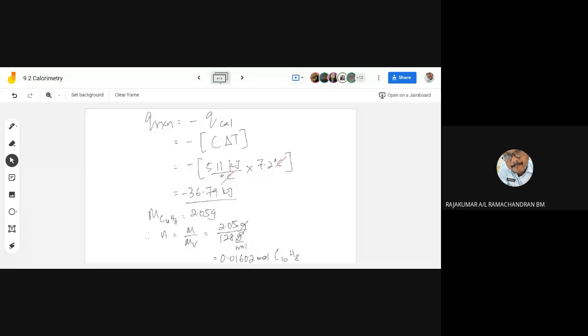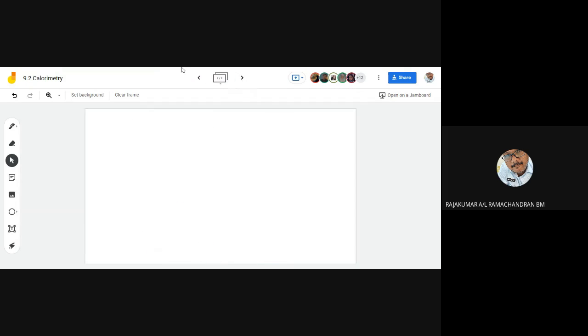So our understanding here, you have to listen carefully. Dengar betul-betul. Understanding kita adalah, 0.01602 mole of naphthalene release 36.79 kilojoule. Okay, so if I go to next slide, slide number 7, saya akan tulis statement dia macam ini: 0.01602 mole C10H8 release negative 36.79 kilojoule.